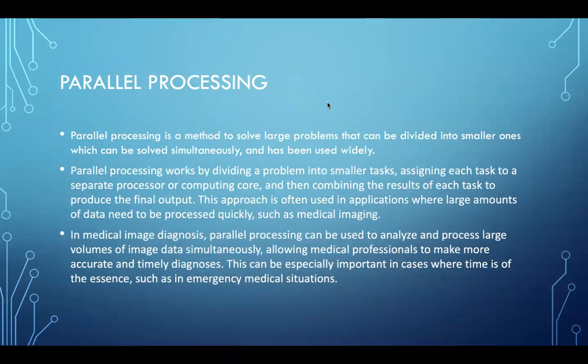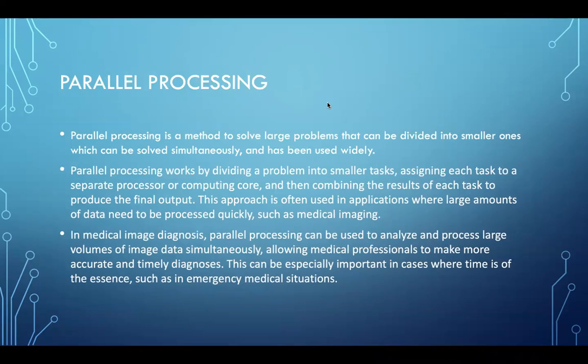Parallel processing is a computing technique that involves dividing a large task into smaller, more manageable subtasks that can be processed simultaneously using multiple processors or computing cores. In other words, it involves breaking down a complex problem into smaller parts and solving them concurrently, which can significantly improve the efficiency and speed of computation.